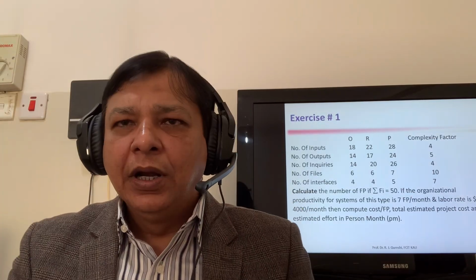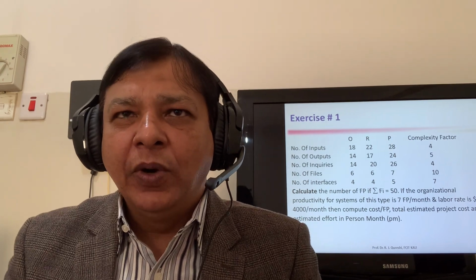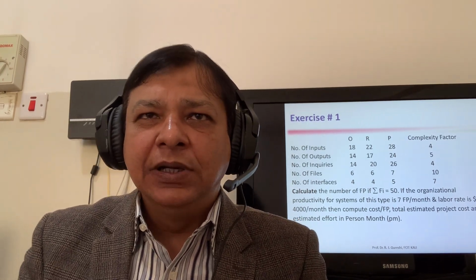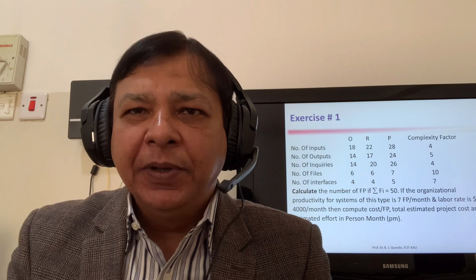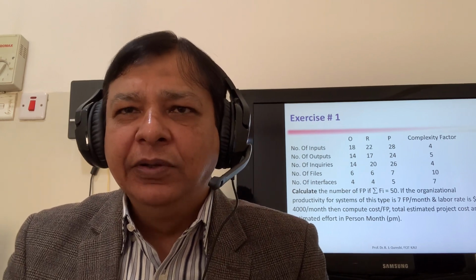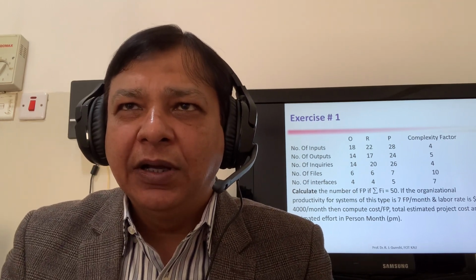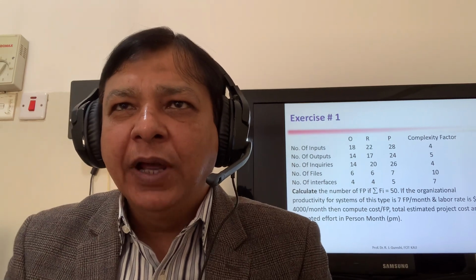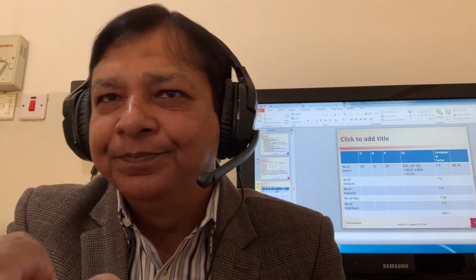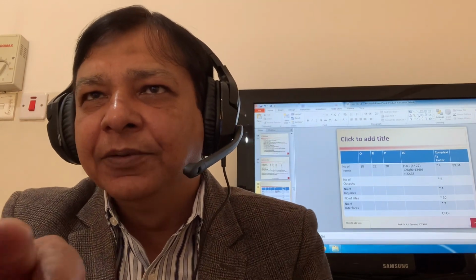Now let's go to the exercise. This is exercise number 1. You have number of inputs, number of outputs, number of inquiries, number of files, and number of interfaces. The optimistic, realistic, and pessimistic values are given. So you have to calculate EC. Draw a table with 7 rows and 7 columns, like this. Now, you put in the values.